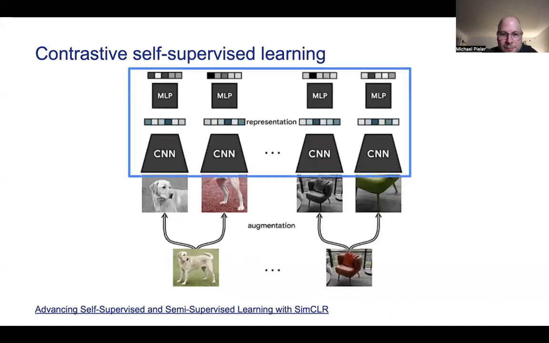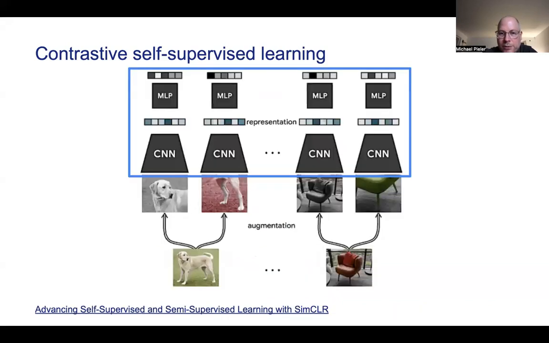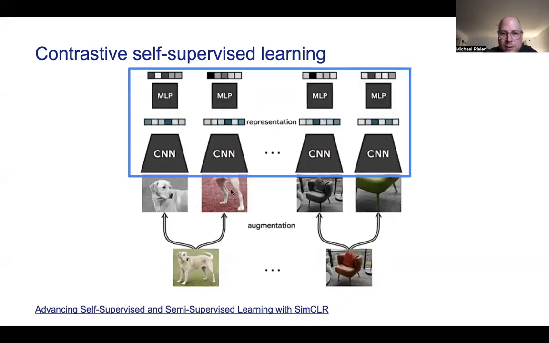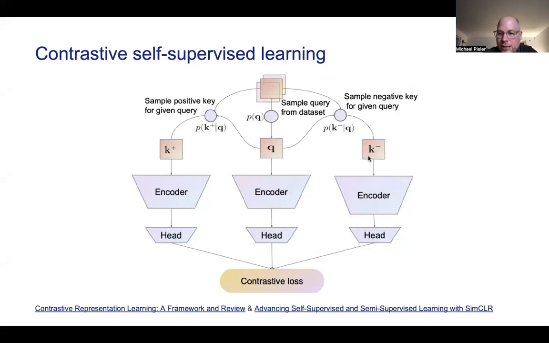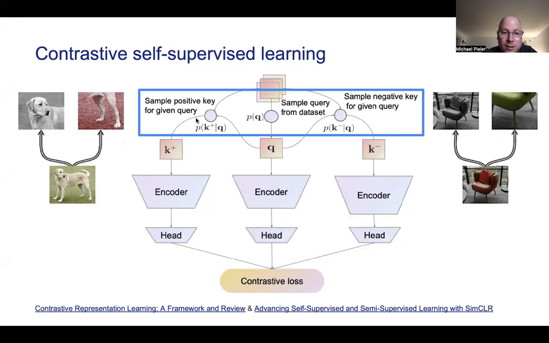I'll try to explain what we do next with this image. We have a query, which would be, for example, the first dog image here, the gray one. Then we have a positive example, which would be the other dog image. And then we have a negative example, which would be our chair here. This is in the end our learning setup.